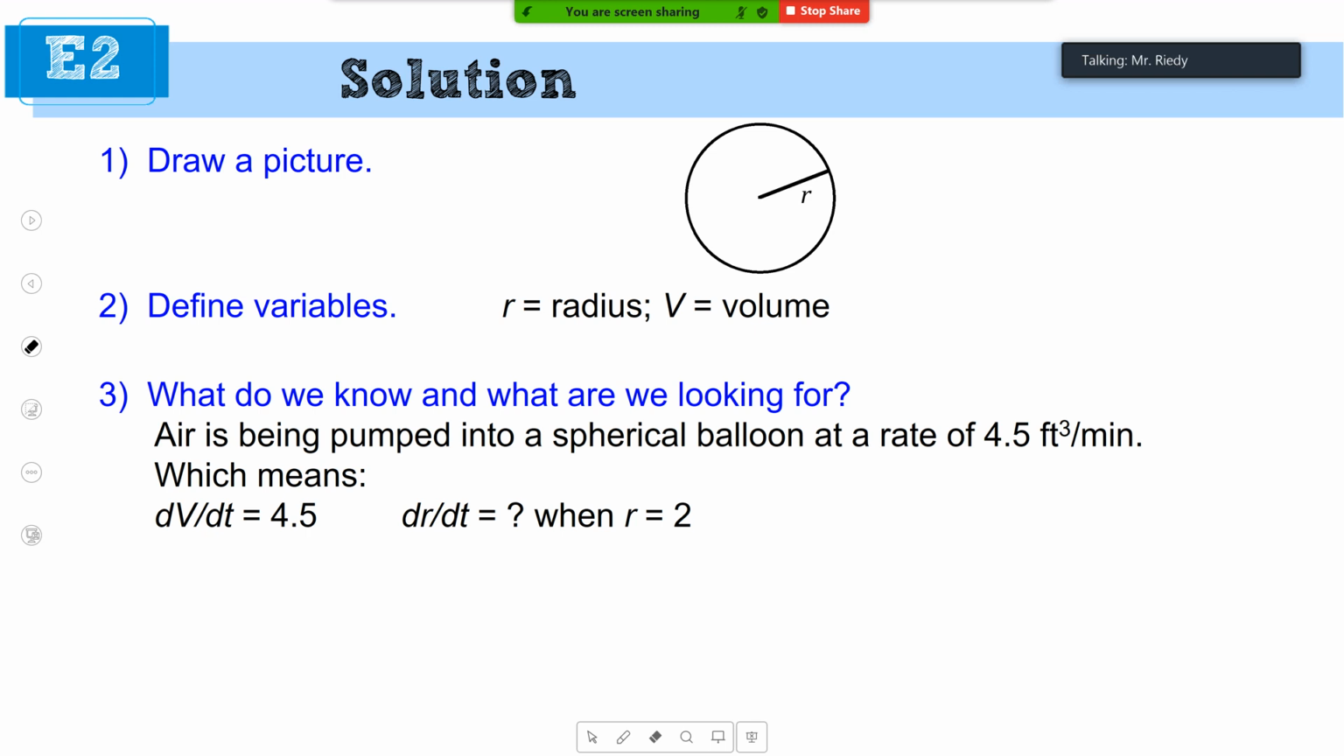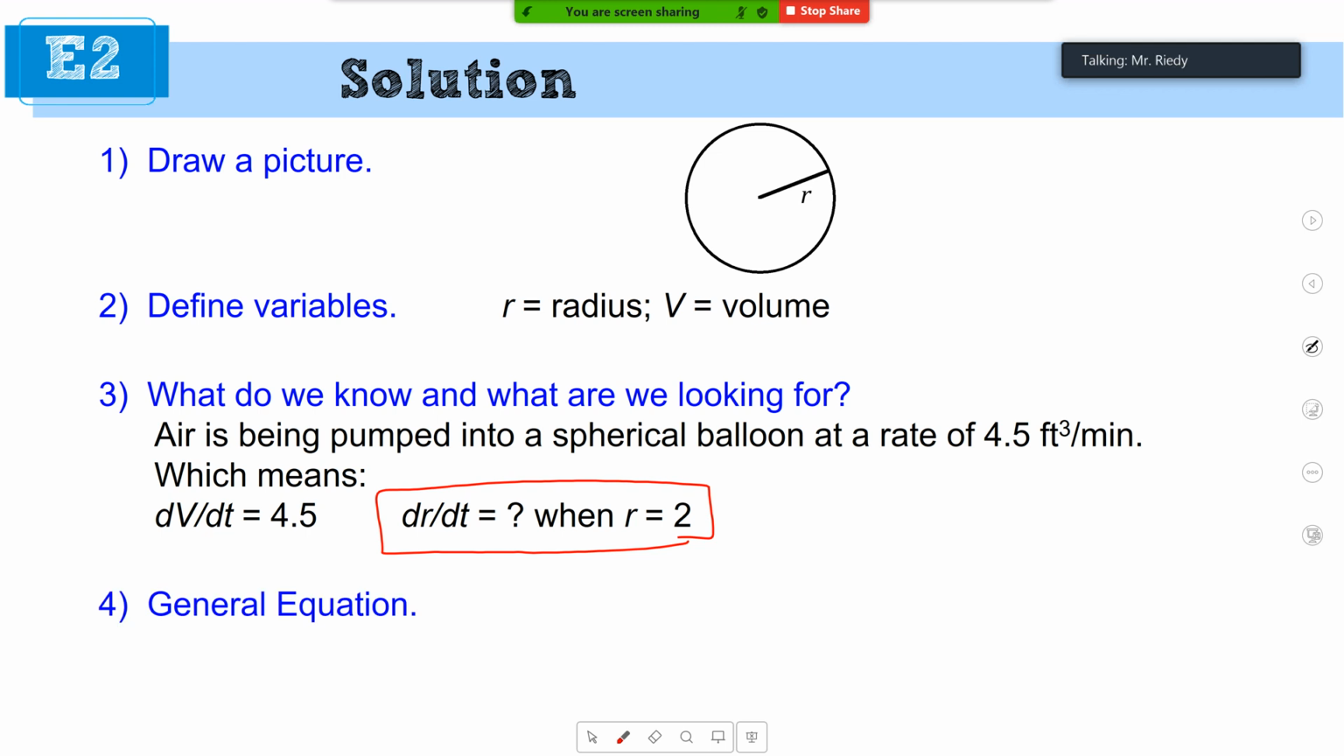I'm looking for the rate of change of the radius, dr/dt. And when do I want to know dr/dt? When r is equal to 2. This is going to be the biggest challenge and also the most important part of the problem. What am I looking for and when am I looking for it? Or what am I looking for when what occurs? What are we on, 4? Okay. We good so far?